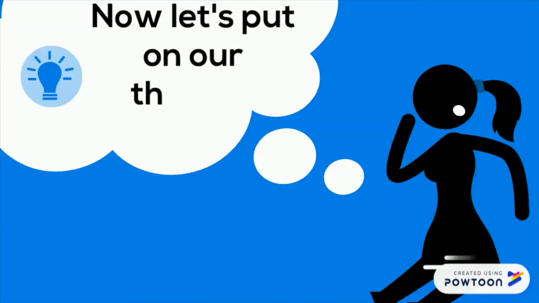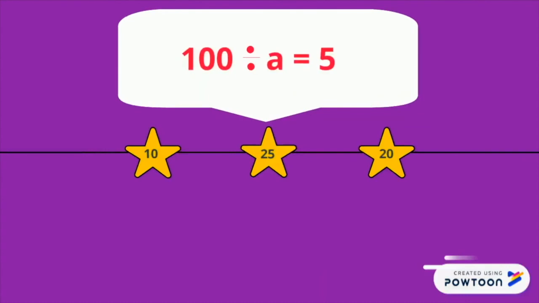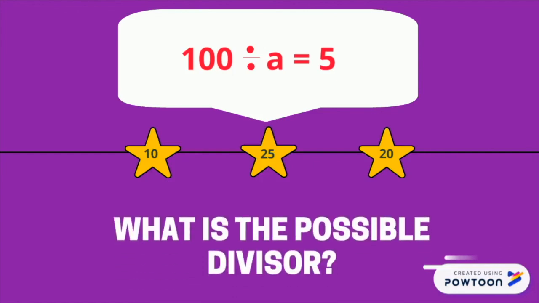Now it's time to put on our thinking cap, guys. In the equation, 100 divided by A is equal to 5. A is a variable that represents our divisor. So what, then, is our possible divisor? If you said 20, you are correct.